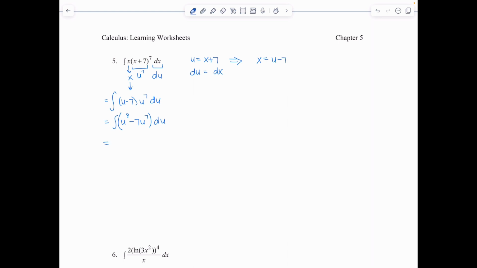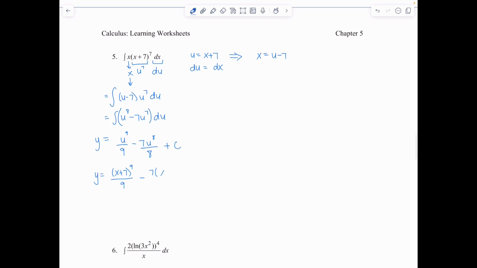Now we can take the integral. So the integral of u to the 8th will be u to the 9th over 9 minus 7 times the integral of u to the 7th, which will be u to the 8th over 8, plus c. And now we have to substitute u back in. So we have (x plus 7) to the 9th over 9 minus 7 (x plus 7) to the 8th over 8 plus c.